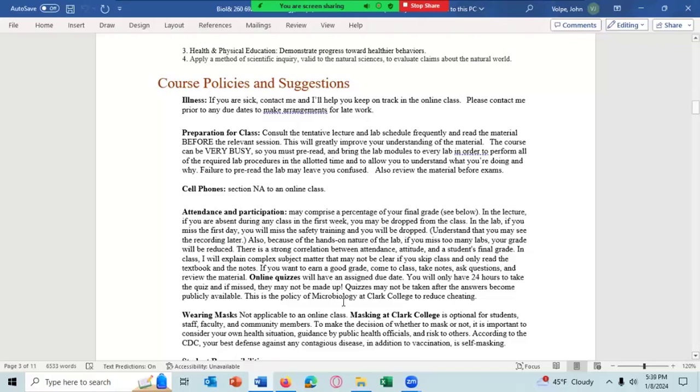All quizzes will be assigned online. They must be taken by the assigned due date. All quizzes should be taken within 24 hours. This is to reduce the chance of cheating.